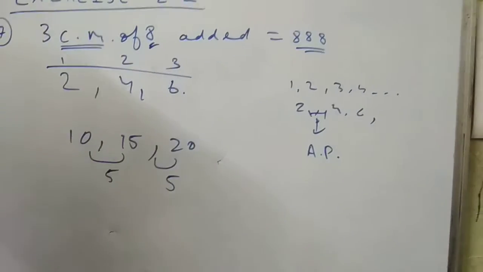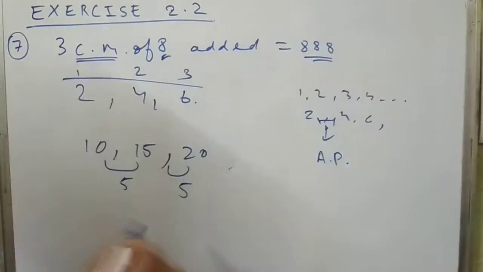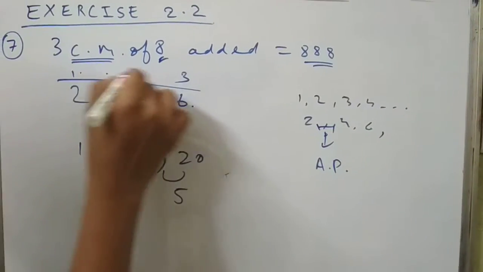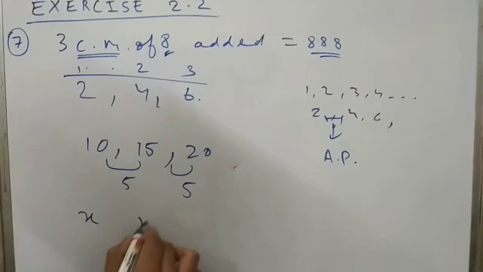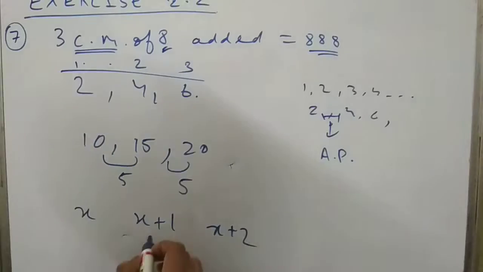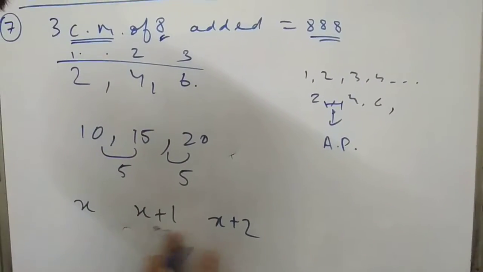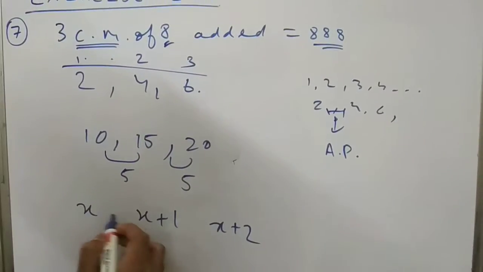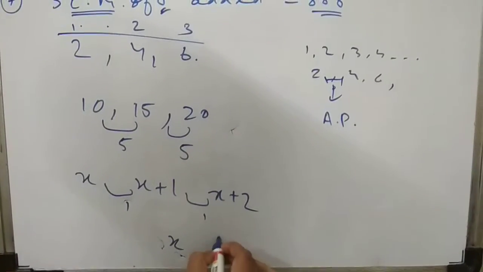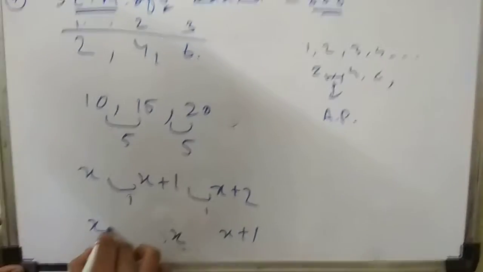So what is the question asking? 3 consecutive multiples are added. Now let's take the basic numbers: x, x plus 1 and x plus 2. There is also a shorter way. Now you can see this is the middle number. Here what is the difference? 1, here also 1. So can we take it like this: x minus 1, x, x plus 1.